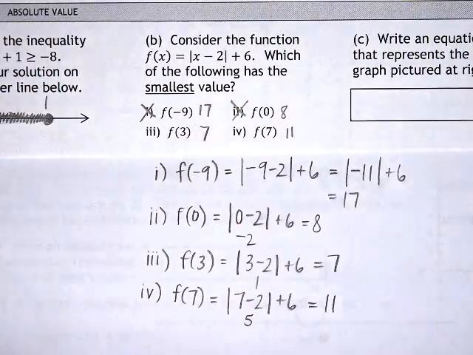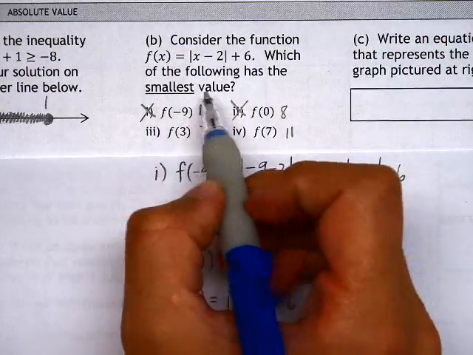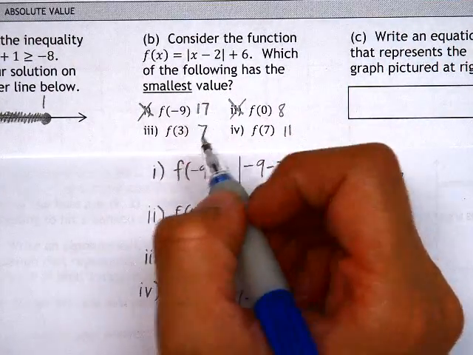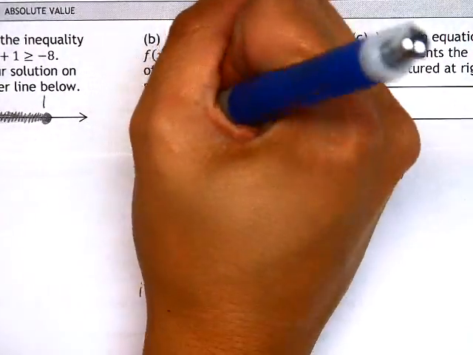So it didn't come out to be any smaller, which means f of 3 appears to be the one that answers the question. The value that has the smallest overall output should be f of 3.